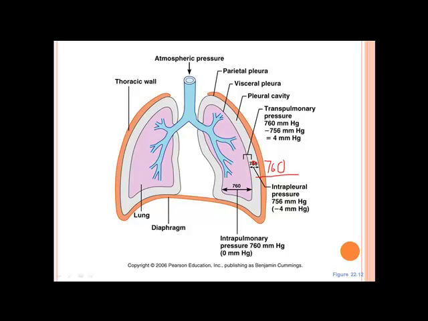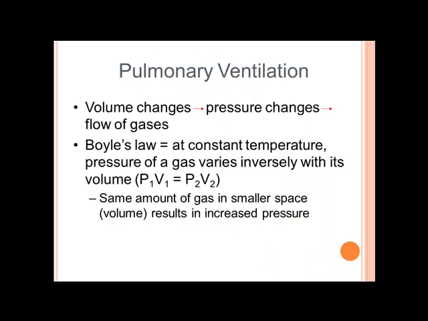Now, if I want this lung to expand, what I could do is increase the size of my chest cavity. It would drop this number 756 to a little bit lower number, and it would cause my lung to expand in volume with it, and then we would get air to flow into the lung. So with our lungs, if we have changes in volume, that is going to change our pressures, which will get gas to flow.